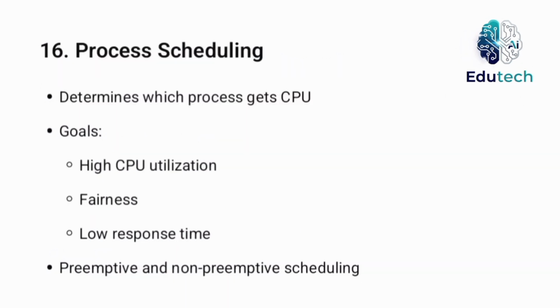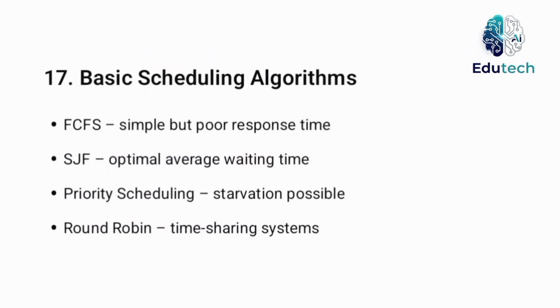Process scheduling. Process scheduling determines which process gets CPU time. The scheduler aims to maximize CPU utilization, throughput, and fairness by minimizing waiting and response time. Scheduling decisions are based on algorithms and process priorities. Basic scheduling algorithms. Common scheduling algorithms include first come first serve (FCFS), shortest job first (SJF), priority scheduling, and round robin (RR). Each algorithm has advantages and disadvantages depending on system requirements.